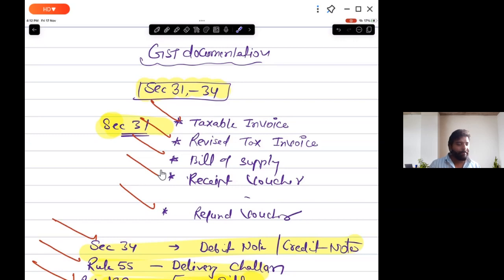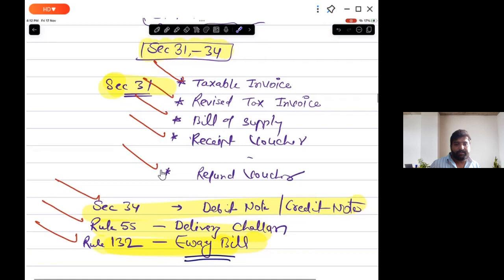And in this topic, we have to cover what is called taxable invoice, what is called revised tax invoice, what is called bill of supply, receipt voucher, refund voucher, debit note, credit note, delivery challan, e-way bill. These are the documents we need to discuss, and these are the, I think, 3-4 important sections in this chapter, section 31 to 34.